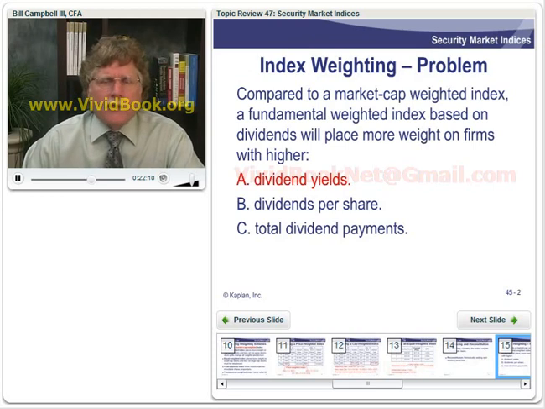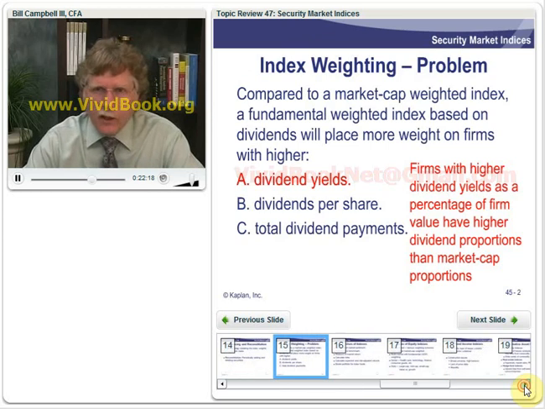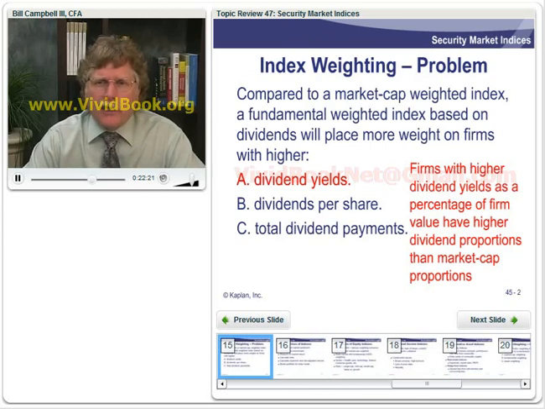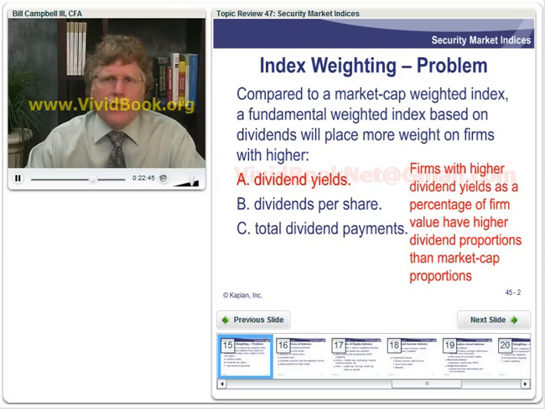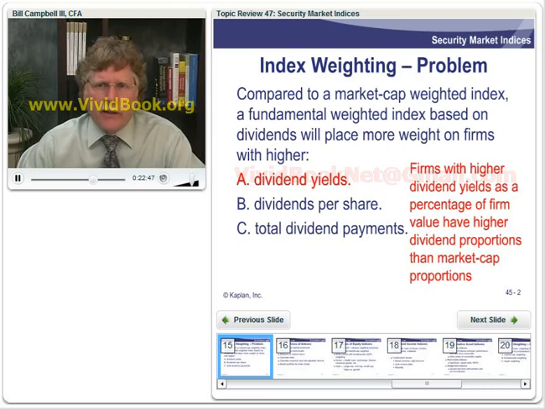The correct answer is that it will place more weight on companies that have higher dividend yields, because higher dividend yields as a percentage of firm value will have higher dividend proportions than market cap proportions. Remember, the dividend yield is dividends divided by share price. So if it has a higher dividend yield, then its dividends are higher as a proportion of market cap. Therefore, it would be higher weight in that index.